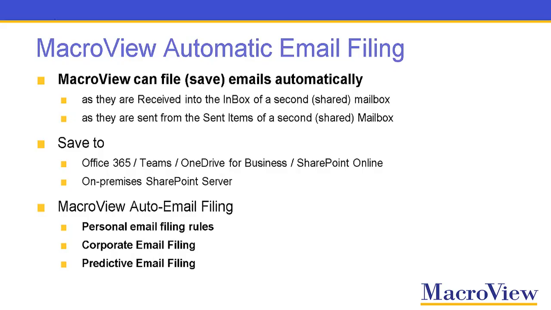Well, as we mentioned earlier, MacroView predictive email filing is another way that emails can be saved automatically as they are sent from and received into a shared mailbox. MacroView corporate email filing can save to both SharePoint Online and on-premises SharePoint. Predictive email filing saves to SharePoint on-premises only.